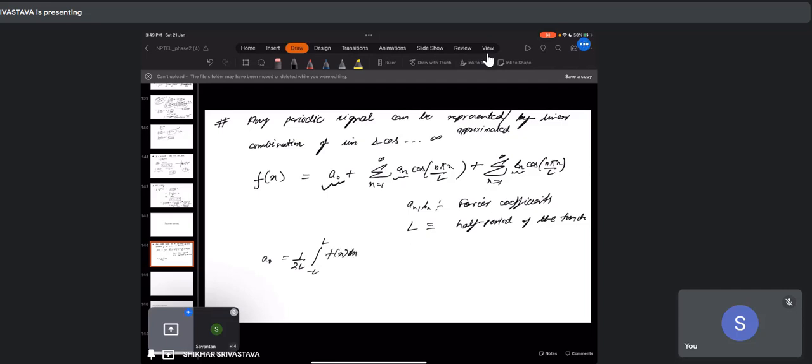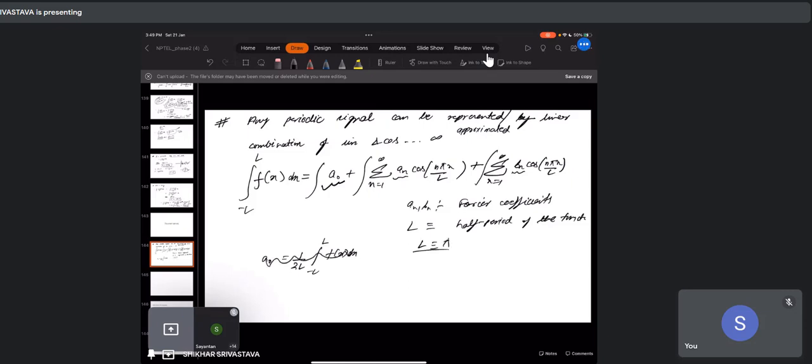So how do you do it? Simply, you integrate both sides from minus L to L dx. When you integrate both sides, suppose your L is nothing but pi, it will be much clearer. It is pi periodic.